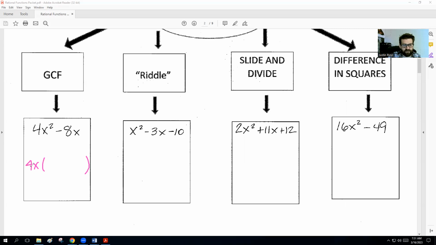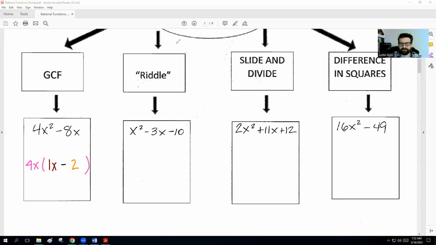So 4 divided by 4 is 1. Technically, you could put a 1 here, or you could leave it blank, but we had x squared divided by x. Basically, we're taking away an x. So the first term turns to 1x. The minus sign stays the minus sign in the middle. Then we take the next term, 8 divided by 4 is 2. We had an x, got rid of an x, it's gone away. And so there's the GCF factor.